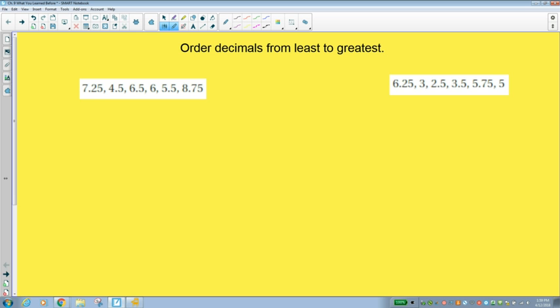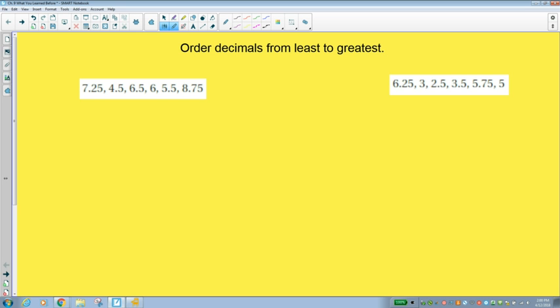So if I read through these numbers, I have 7 and 25/100ths, 4 and 5/10ths, 6 and 5/10ths, 6, 5 and 5/10ths, and 8 and 75/100ths. You'll notice that I had one number that was a whole number with no decimal places. I had 3 of them that ended in the tenths place and 2 in the hundredths. So I look at the place value that is going to be the farthest to the right, which is hundredths place. And I'm going to physically rewrite all of these numbers so they all are ending in the hundredths place.